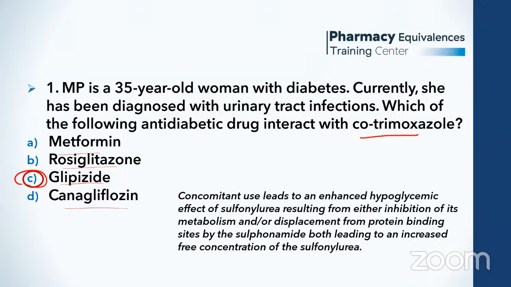leads to an enhanced hypoglycemic effect of sulfonylurea, resulting in hypoglycemia or severe hypoglycemia for this patient, resulting from either inhibition of its metabolism or displacement of protein binding site by sulfonamide, and both lead to an increase of free concentration of sulfonylurea, which leads to hypoglycemia or severe hypoglycemia. So for a patient already having diabetes, we should not use sulfamethoxazole plus trimethoprim. Okay, we should not use those drugs together.